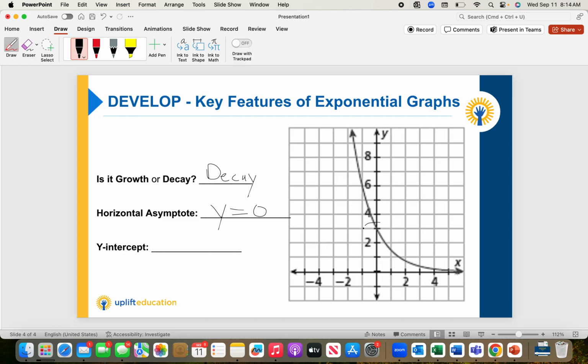My y-intercept, this is where the line is touching the y-axis. So between 2 and 4 is a 3, so I'm filling in my 3 spot. So I know 3 is going to go in my y spot for the y-intercept, and 0 is going to go in my x spot. All right. We have now identified growth, decay, horizontal asymptote, and y-intercept from exponentials.